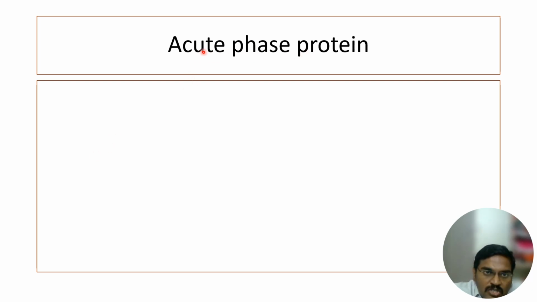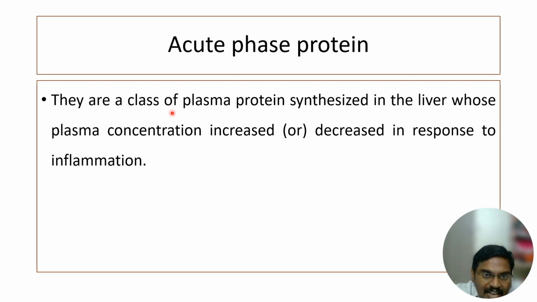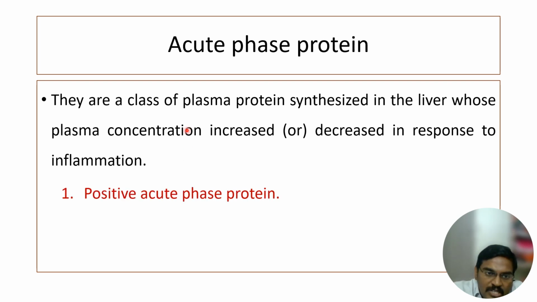So what is an acute phase protein? They are a class of plasma proteins, synthesized in the liver, whose plasma concentration increases or decreases in response to inflammation. When a patient develops inflammation, a protein can either be increased or reduced. All those proteins which get altered due to inflammation are called acute phase proteins. If it is increased, you call it a positive acute phase protein. If it is reduced following inflammation, you call it a negative acute phase protein. You should memorize all the names.